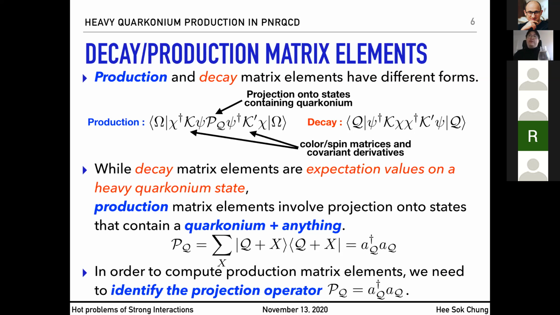On the other hand, production matrix elements look like this. These are vacuum expectation values of these operators. And we have a projection operator in the middle that projects onto states that contain a quarkonium plus anything. So not only does this operator project onto a quarkonium state, it can also involve quarkonium plus any light excitations. So in order to compute production matrix elements, we need to identify the projection operator.